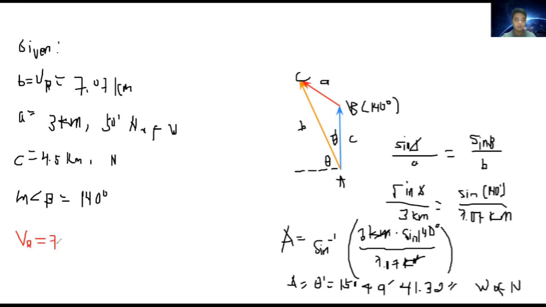equals 7.07 kilometers. And this theta prime, I just put it up there, to determine this theta, you need 90 degrees minus the theta prime, wherein that is the angle A equals the theta, in reference to the westward direction, or north of west. So 90 minus 15 degrees, 49 minutes, 41.32 seconds is equivalent to 74 degrees, 10 minutes and 18.68 seconds.